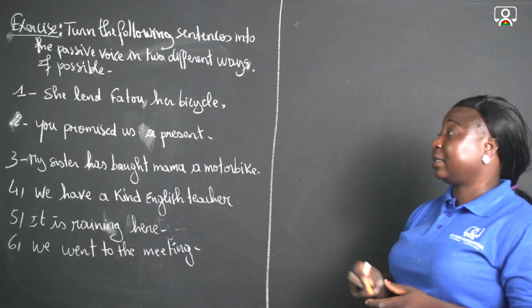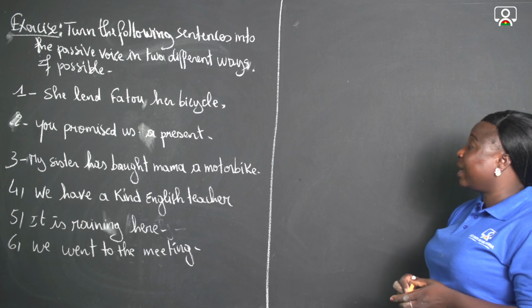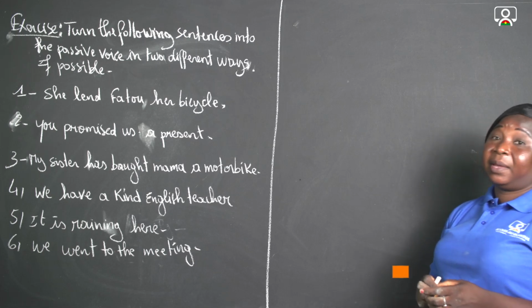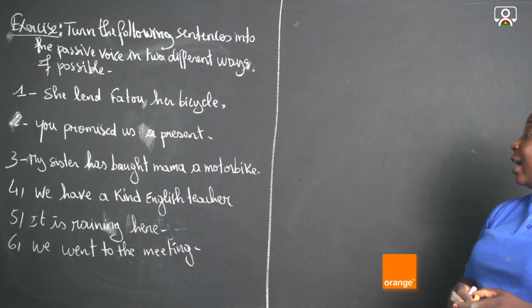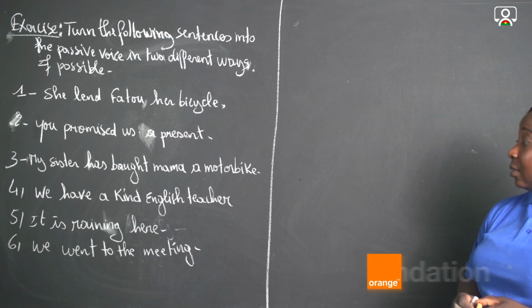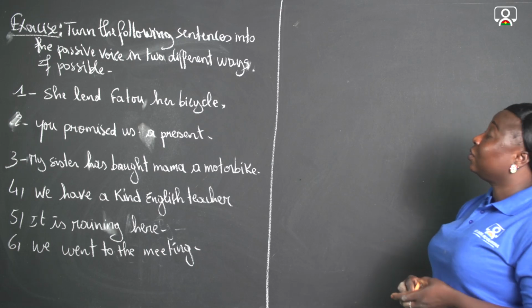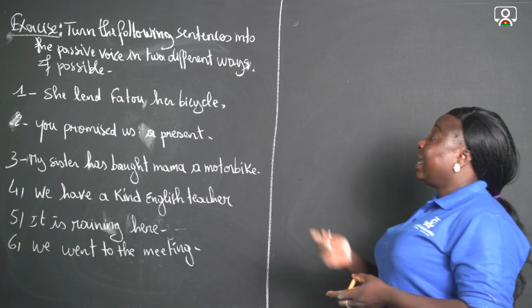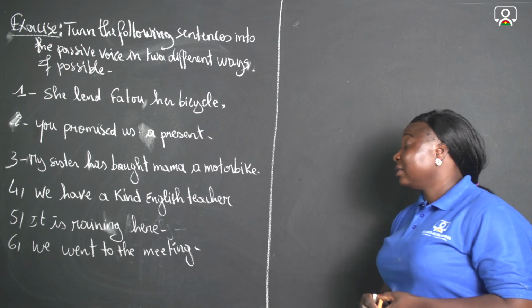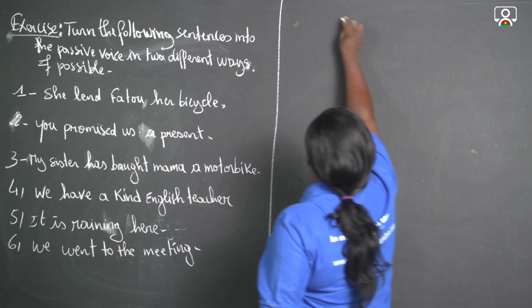Not the tense. Number 3, my sister has bought Mama a motorbike. Number 4, we have a kind English teacher. 5, it is raining here. 6, we went to the meeting. Good. So let's correct these 6 sentences on the board. Correction.